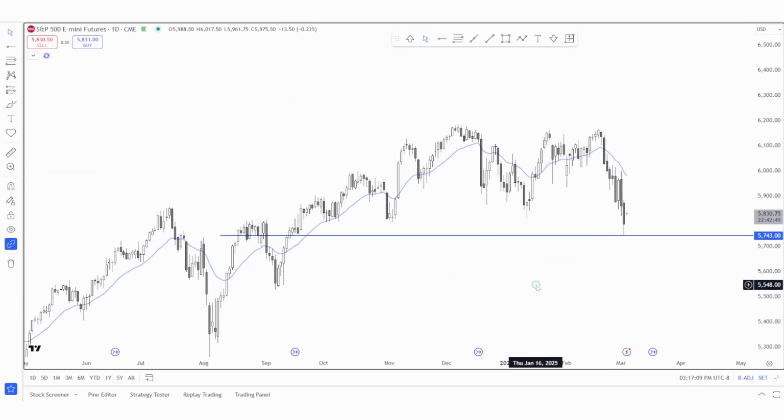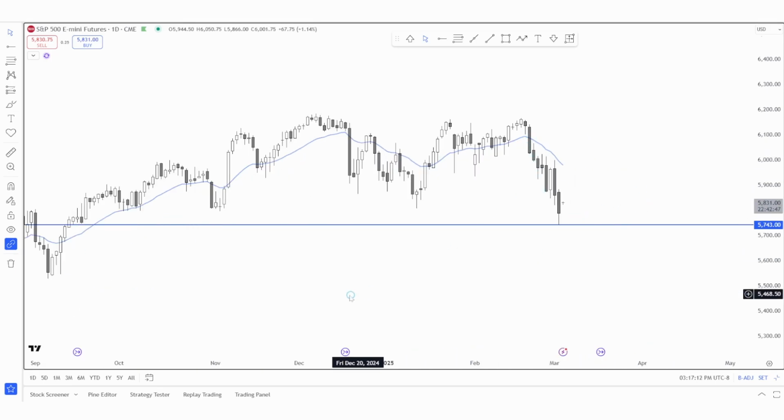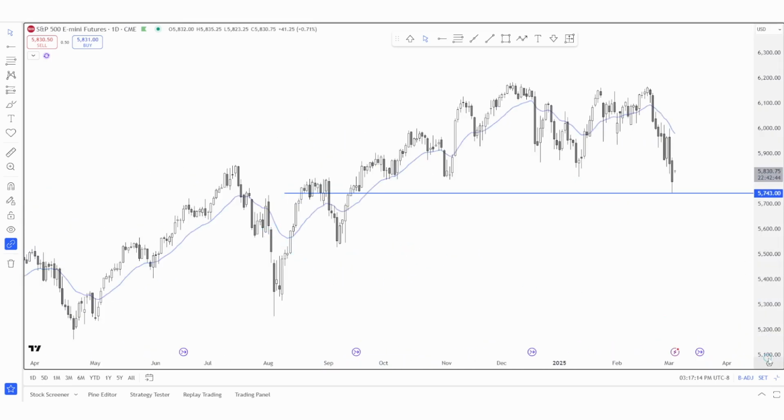So yeah, pretty interesting where we're at. We have a lot of bear bars below the EMA, which we haven't had in a long time. Last time was in August.